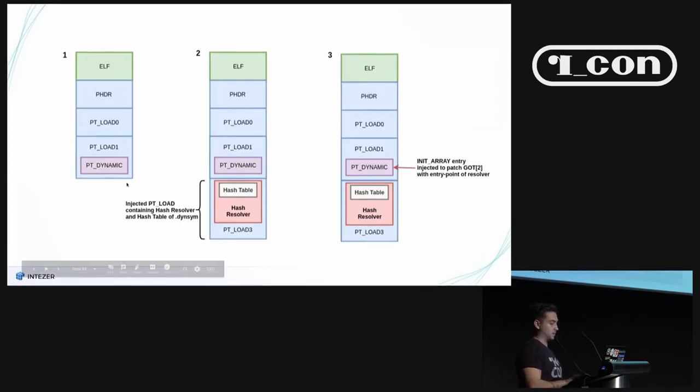So basically, this is what happens. You have a binary. You inject a new PT_LOAD. You have the hash resolver code. You compute the hashes and remove the dynamic string table. And then you initialize a pointer in an init array so that it actually patches the third GOT entry at runtime.